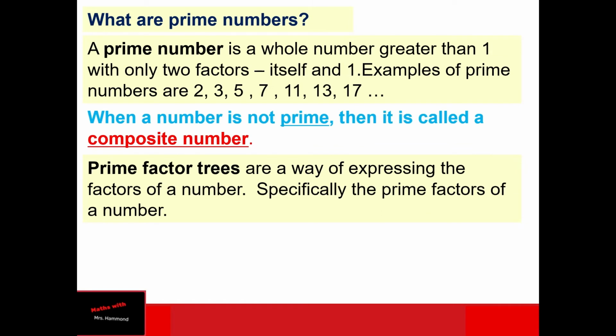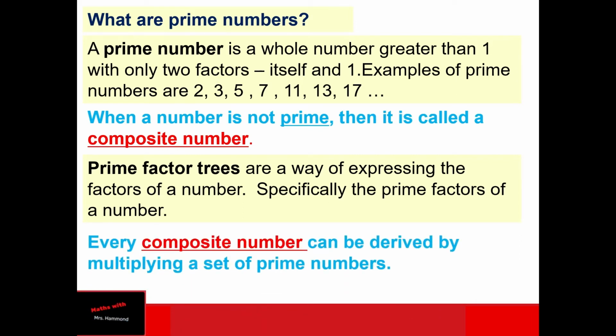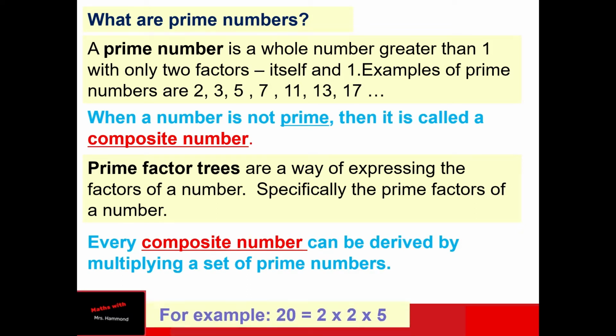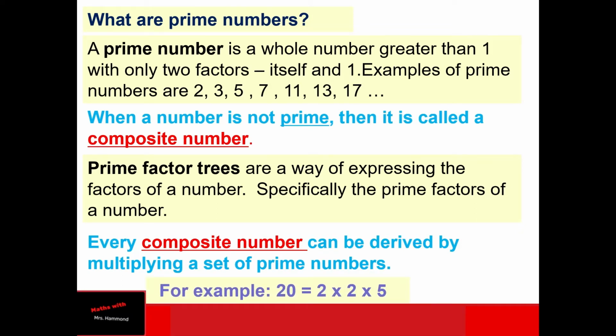So what's a prime factor tree? A prime factor tree is a way of expressing the factors of a number, specifically the prime factors of a number. So suffice to say that every composite number can be derived by multiplying a set of prime numbers together. The perfect example, using 5, 4 and 20 from our previous video again, is that 20 can be derived by multiplying 2 by 2 and 5. Now, as you can see, 2 and 5 are prime numbers, and when you multiply 2 by itself and then multiply that by 5, you're going to get back 20. So 20 is the composite form, whilst 2 times 2 times 5 is the prime factorization for 20.